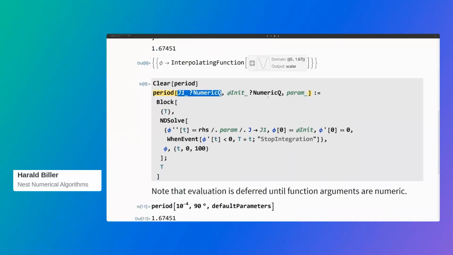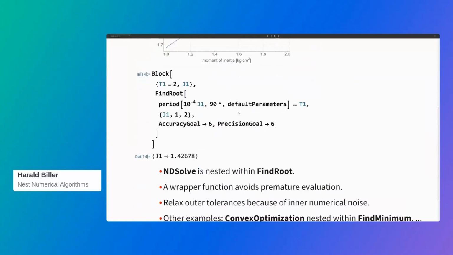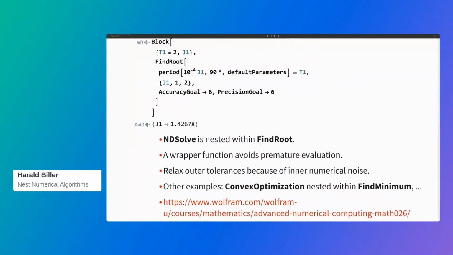You check for both arguments and don't try to evaluate with a symbolic value. You wait for both the moment of inertia and the initial angle to be numeric. And that is crucial here. That only works because FindRoot cannot try any symbolic evaluation. So the wrapper function is an important ingredient.